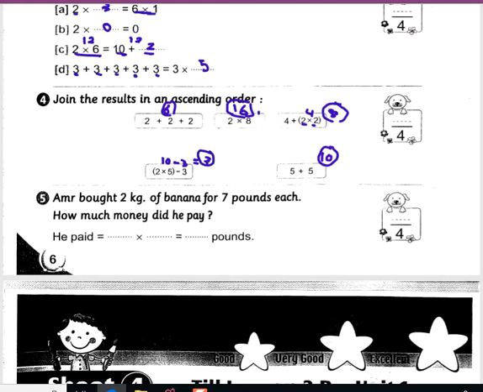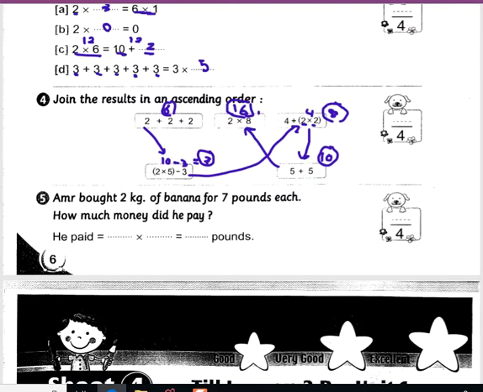He said ascending order. What's the meaning of ascending order? From smallest to greatest. First number, he said 6. After that, we'll say 7. So we'll join like this: 1, 2. After 8, we'll choose 10. 3. And finally, we have 16.